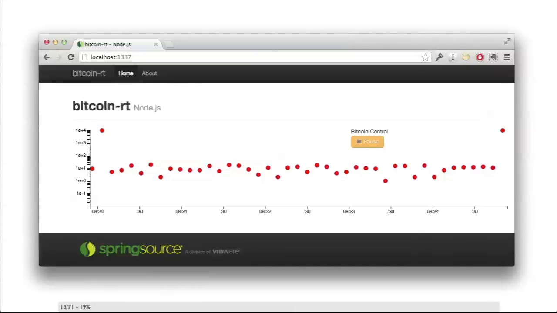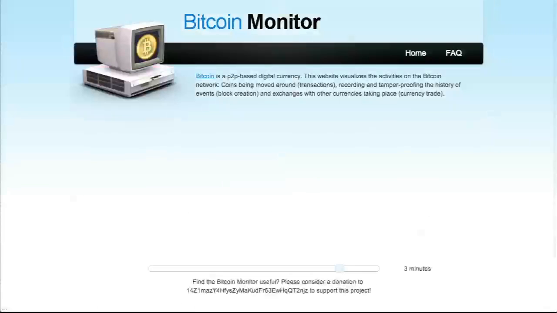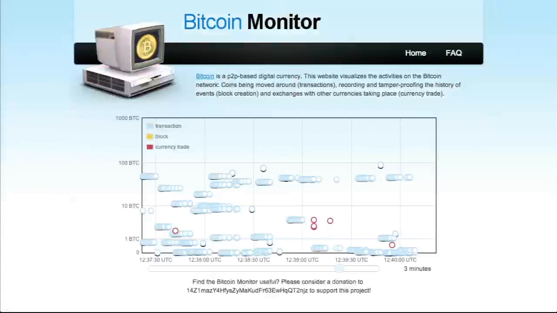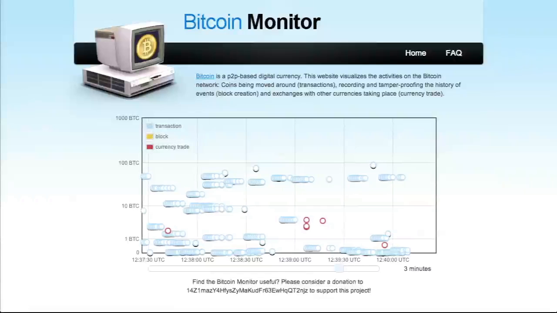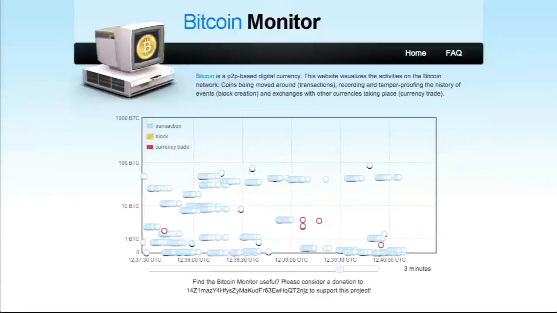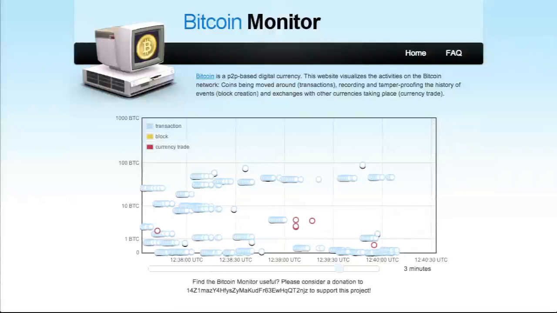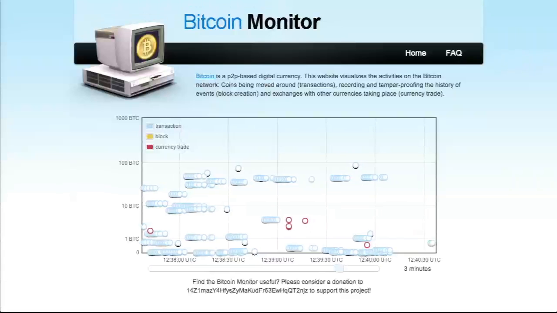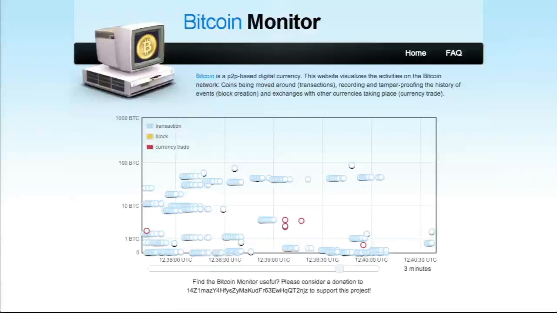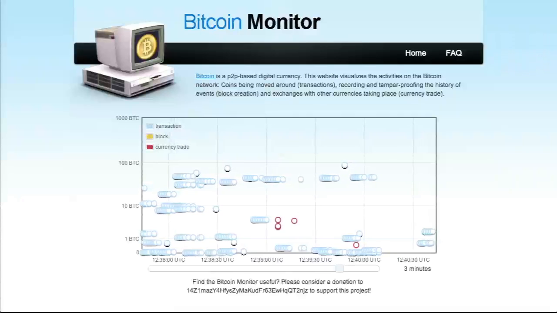And this is actually based on an application that already exists, called Bitcoin Monitor, which I'll bring up here. And what you see there is all those little dots. I won't go into too much detail, but you can see transactions, block creations, and currency trades. And this is more or less a real-time view on all of the Bitcoin transactions that are happening globally. And there's quite a few. You can see them popping up there.